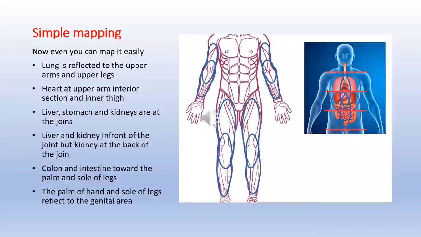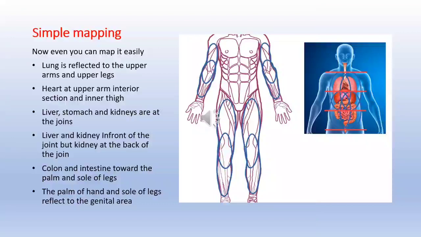Now, by studying the two ellipses in the hand and the body, you can see the simple mapping. The lung maps to the upper arms and the upper body, and the heart is at the upper arm, but interior, and also at the thigh. Then the liver, the stomach, and the kidney are at the joint.